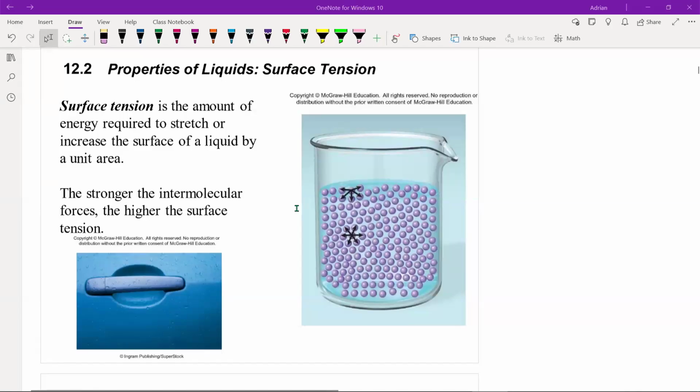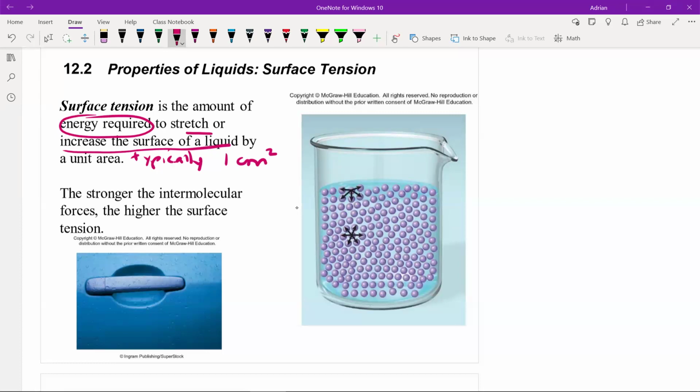So our first property that we're going to take a look at is something called surface tension. And you can think of the surface tension as a measure of the elastic force in the surface of a liquid. It's referred to as the amount of energy that you need to stretch or to increase the surface of a liquid by a unit area. And that unit area is typically expressed as, let's say, 1 square centimeter. So again, surface tension here is the measurement of the energy needed to stretch the surface of a liquid by a certain amount.